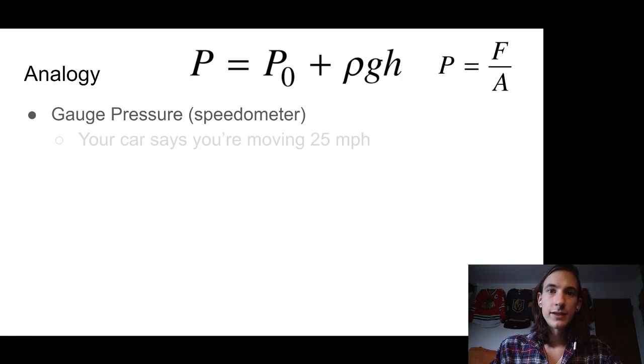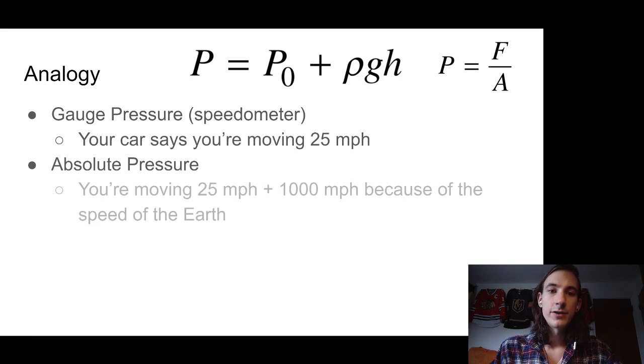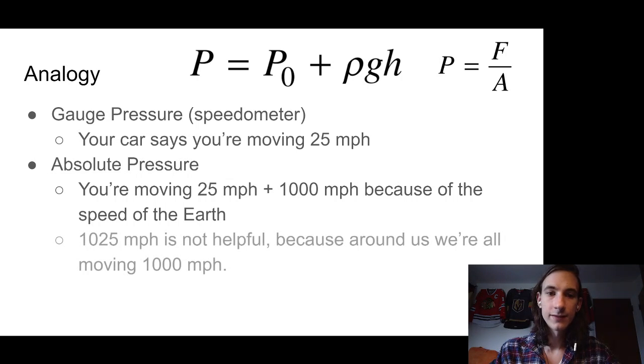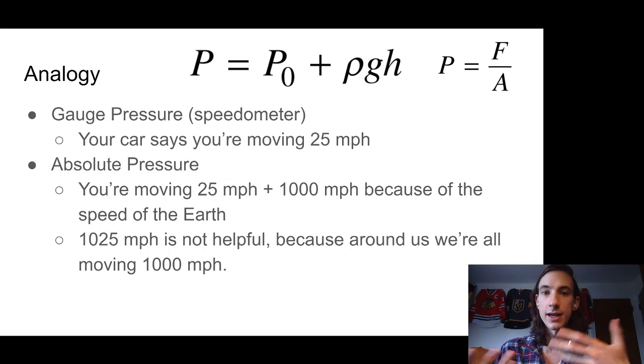So I like to think about this like if I'm driving my car and I have my speedometer going. If I'm driving, let's say, 25 miles per hour, my gauge for speed will read out and say I'm moving 25 miles per hour. If I wanted to know my absolute speed, it would say, oh, you're moving 25 miles per hour plus 1,000 miles per hour because that's about the speed that the Earth is moving. So knowing that I'm going 1,025 miles per hour is not helpful, especially because everything around me is moving at 1,000 miles per hour if we picture everything moving on the Earth together.